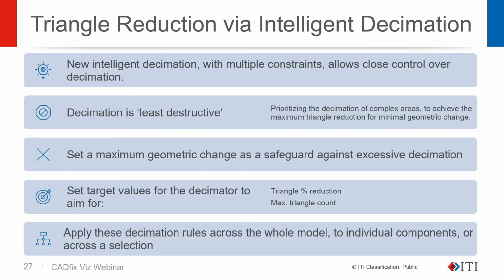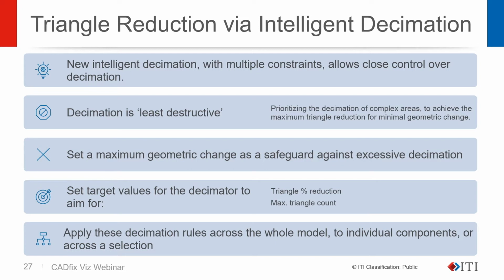So we have our intelligent decimation algorithms, and we have multiple constraints to allow close control over this decimation process. We say our decimation is least destructive. So what that means is we can prioritize the decimation of complex areas to achieve the maximum triangle reduction for the minimum geometric change. We can set a maximum geometric change as a safeguard against excessive decimation.